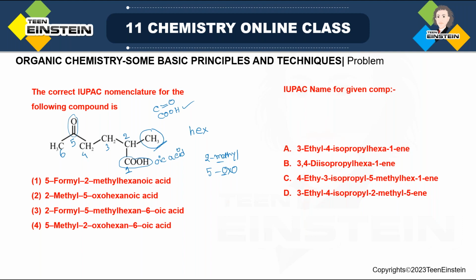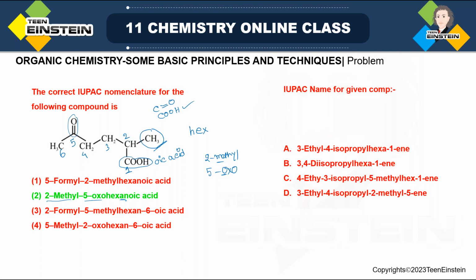Now 2-methyl is present only in option 2. So first there is 2-methyl mentioned, then 5-oxo and then hexanoic acid. Fine. So in hexane, the E we have to omit and then just after N directly we have to write oic acid. So considering all these factors, we will choose this option as the correct option.